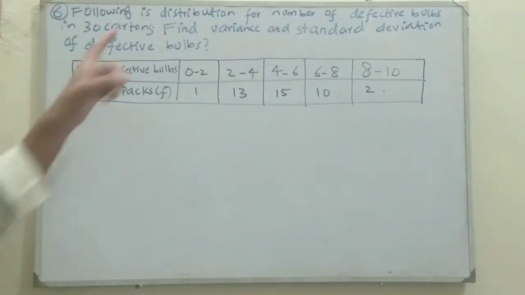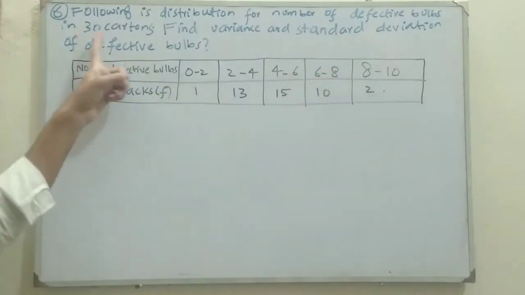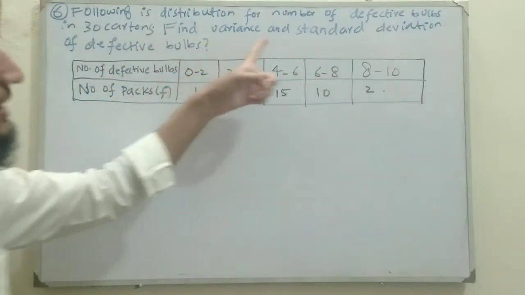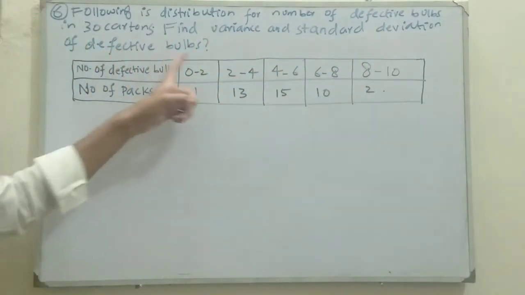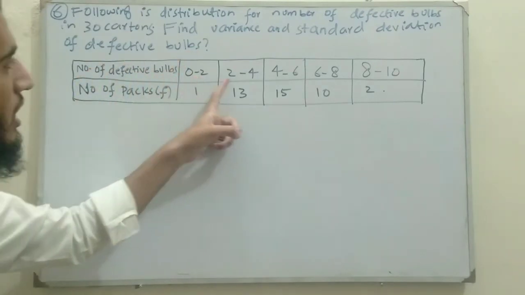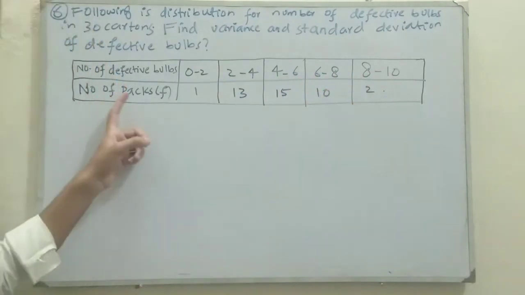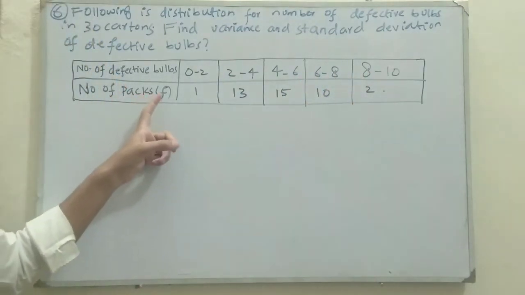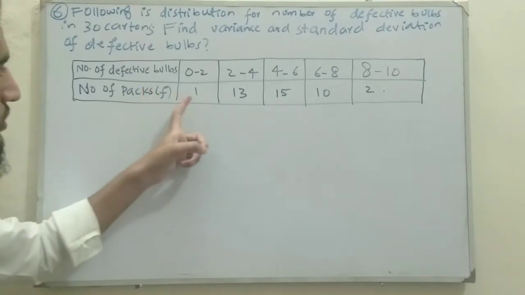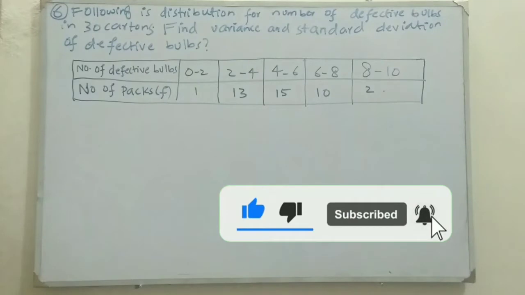It tells that following is the distribution for the number of defective bulbs in 30 cartons. Find variance and standard deviation of the defective bulbs. This is the given data. Number of defective bulbs is 0 to 2, 2 to 4, 4 to 6, 6 to 8 and 8 to 10. And here the number of cartons, f is actually the frequency in the brackets. So 1, 13, 15, 10 and 2. Now move towards solution.